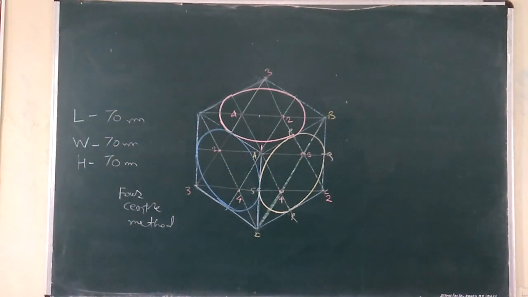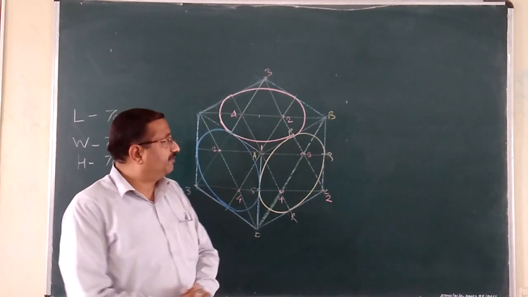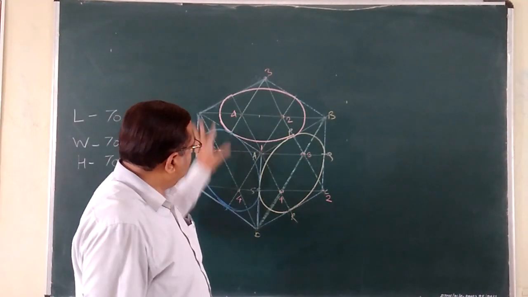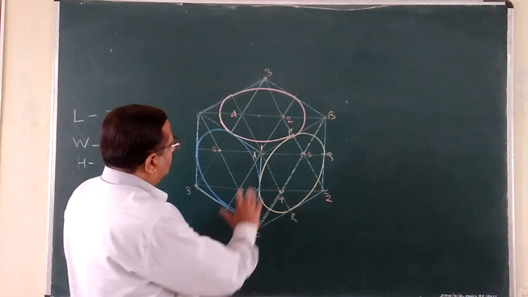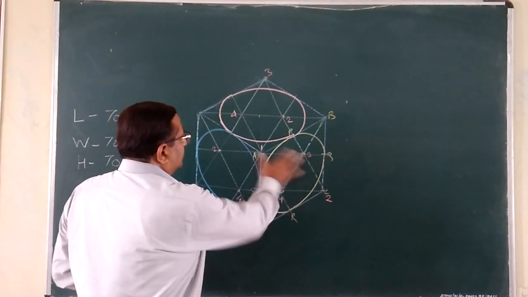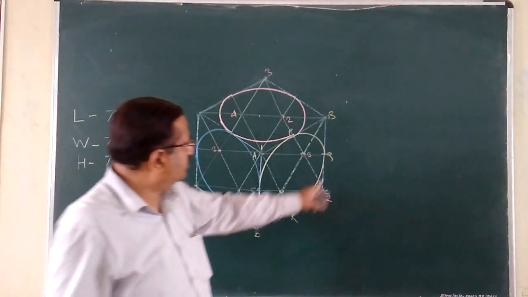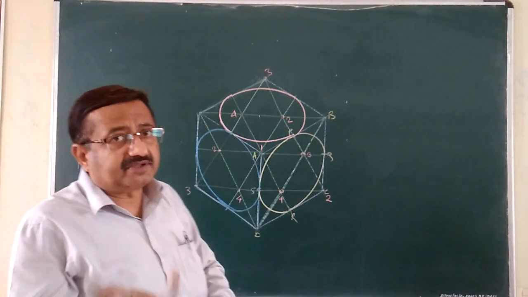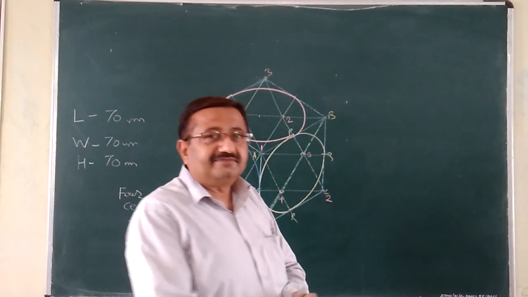Four center method, construction of ellipse. How have we started? Just let us rewind. First of all, we have completed this box with the dimensions of 70 by 70 by 70. Now we are having three rhombuses: right 30 surface, left 30 surface, and top surface of the box. Because all the sides are 70 by 70. So what is the difference between rhombus and square?